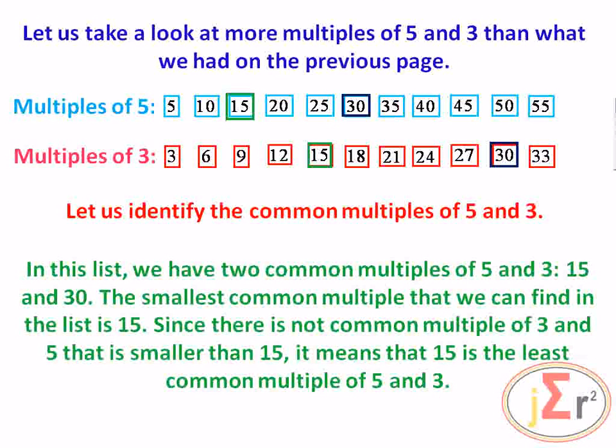The smallest common multiple that we can find in the list is 15. Since there is no common multiple of 3 and 5 that is smaller than 15, it means that 15 is the least common multiple of 5 and 3.